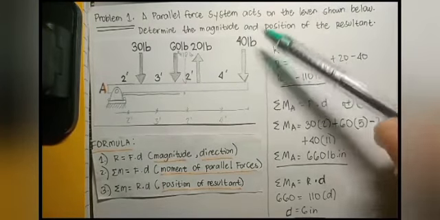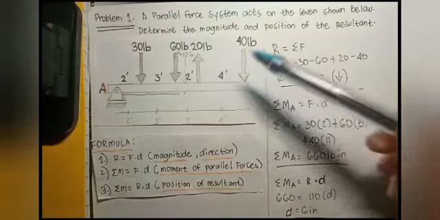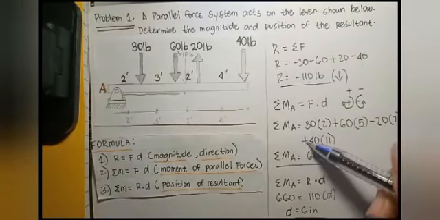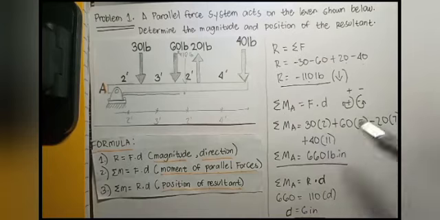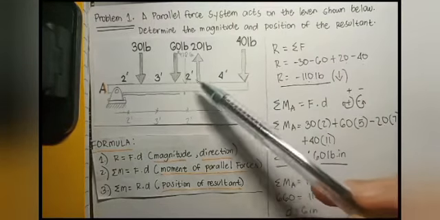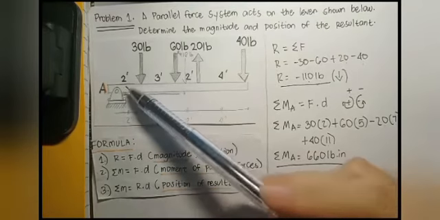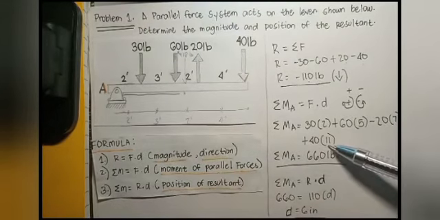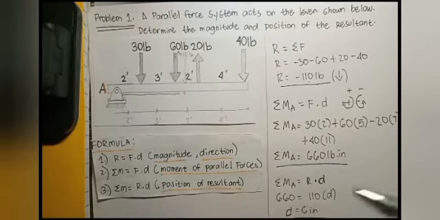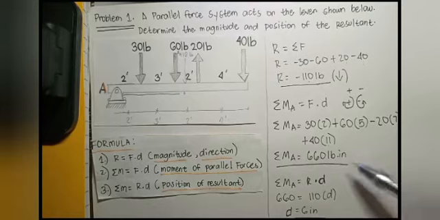Next, we have 40. It's downward, so it rotates clockwise. The sign will be positive 40. And the distance will be this: 4 plus 2 is 6, plus 3 is 9, plus 2 is 11. So, we write here 11. If we put it in a calculator, the answer will be 660 pound-inches.